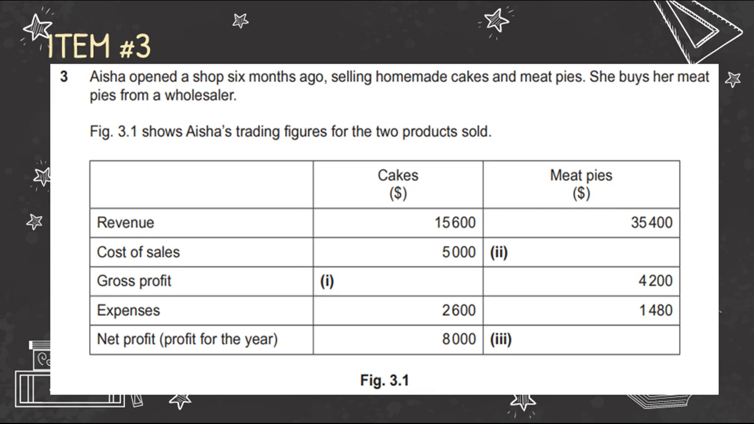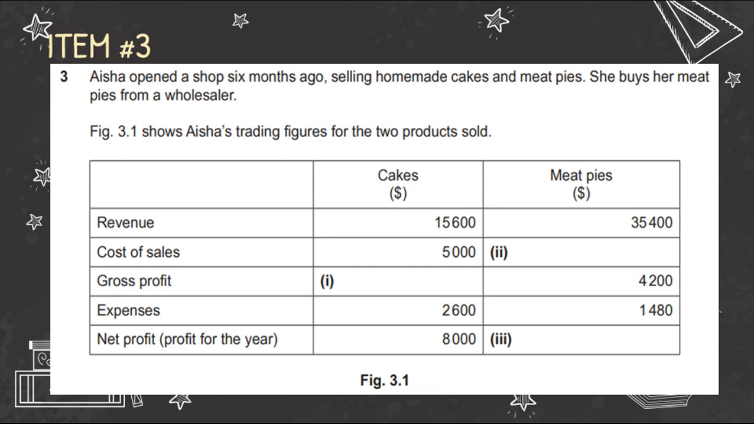Third item is all about Aisha. Aisha opened a shop 6 months ago selling homemade cakes and meat pies, and she buys her meat pies from a wholesaler. There's a table showing the two products sold and its revenue, the cost of sales, gross profit, expenses, and the net profit, or the profit for the year.